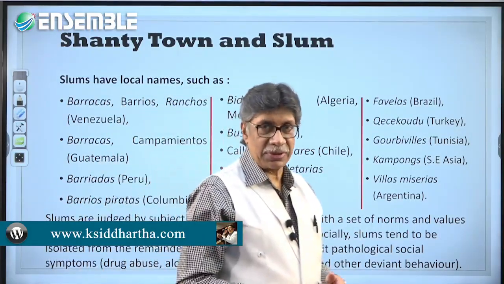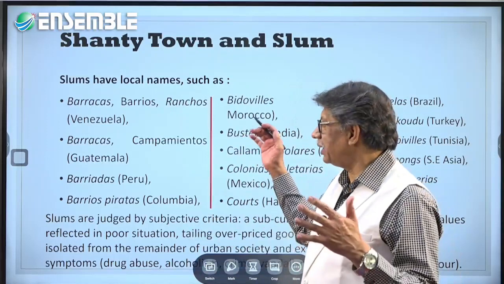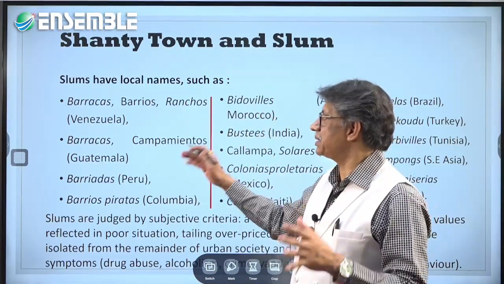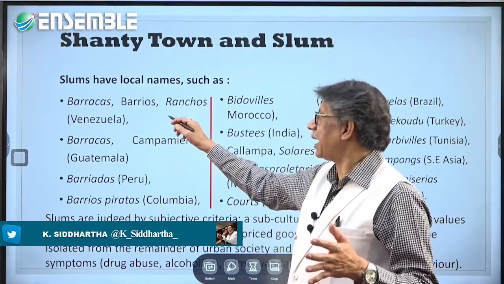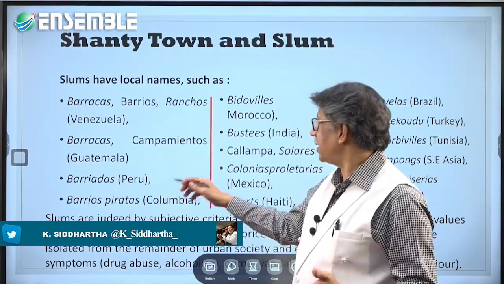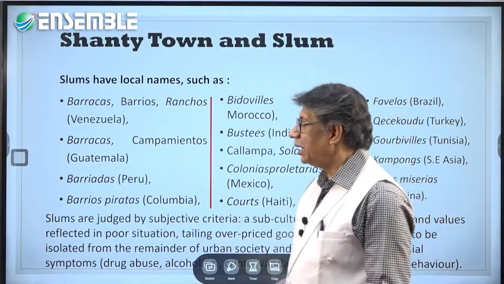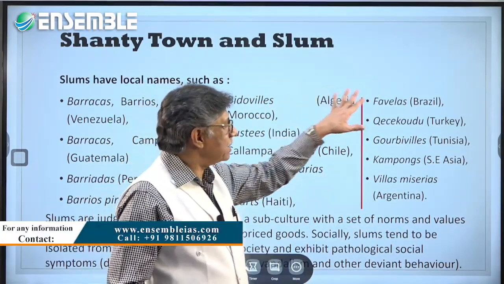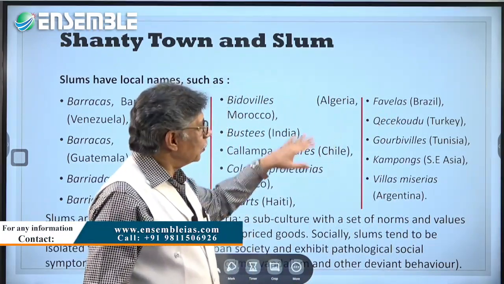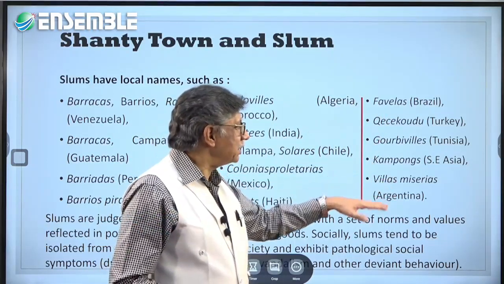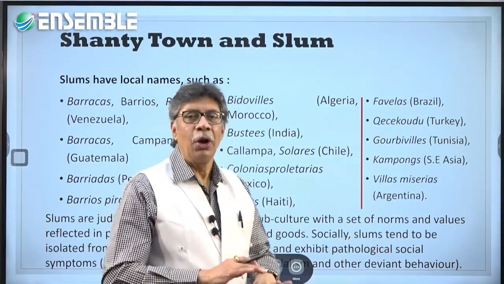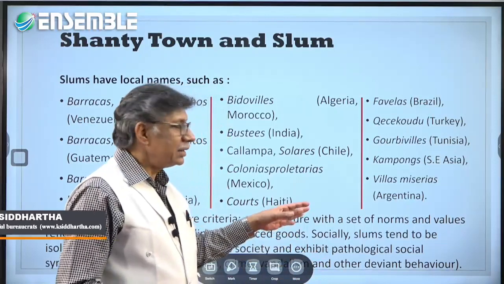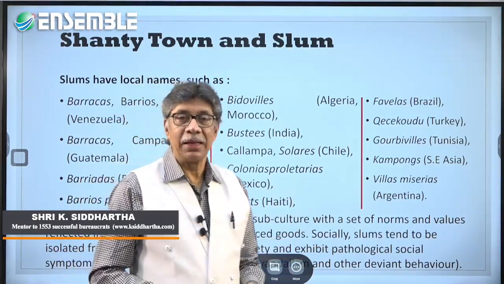Such slums are known by different names in different places. For example, barracas, barrios, bidonvilles, all of these are in Latin America. Then you're going to find it in Brazil as well, the favela. You're going to find it taking place in Argentina as well, and Southeast Asia as well. Where is it not available?